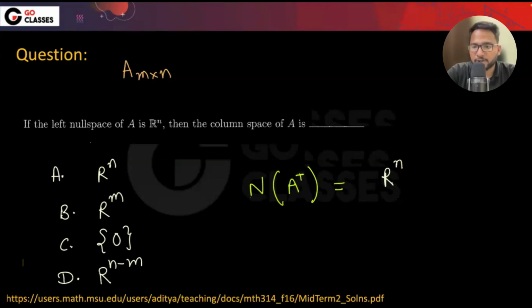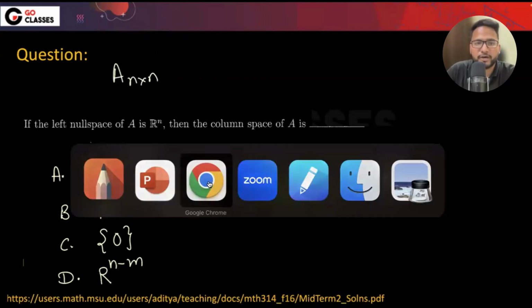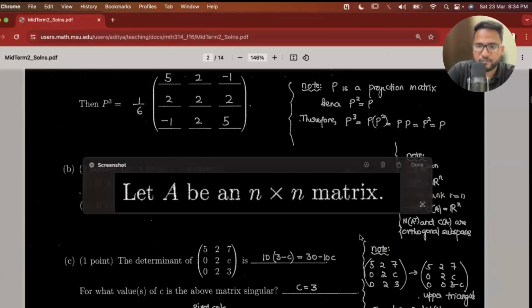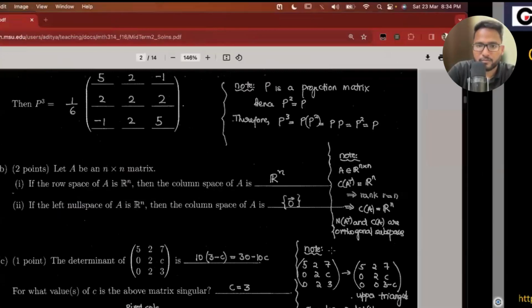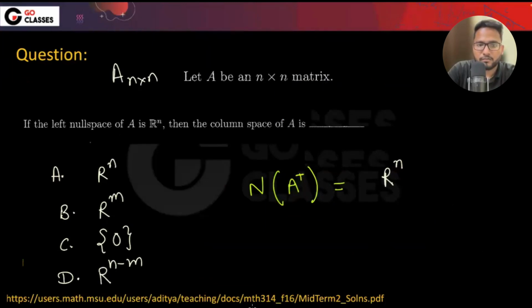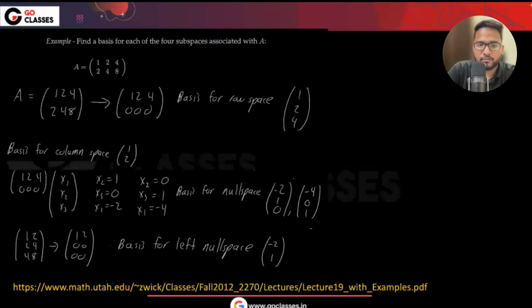Actually, I forgot to write the dimension. It is an n cross n matrix, so it is a square matrix in the question. I just verified it from the source link. On this link, they are saying let A be an n cross n matrix. So let me just put it.